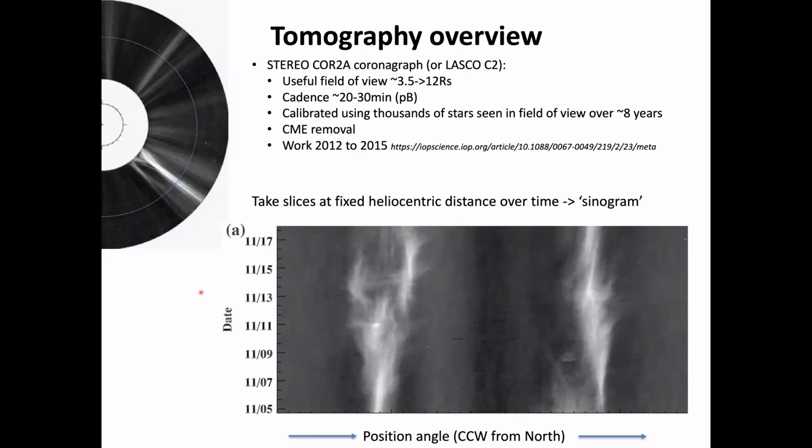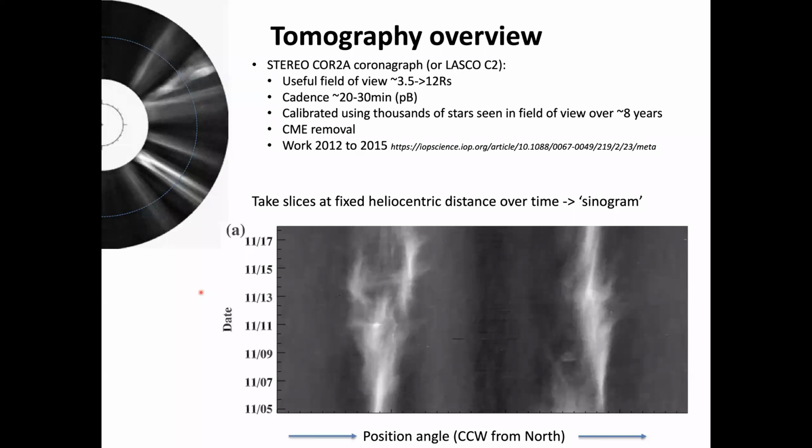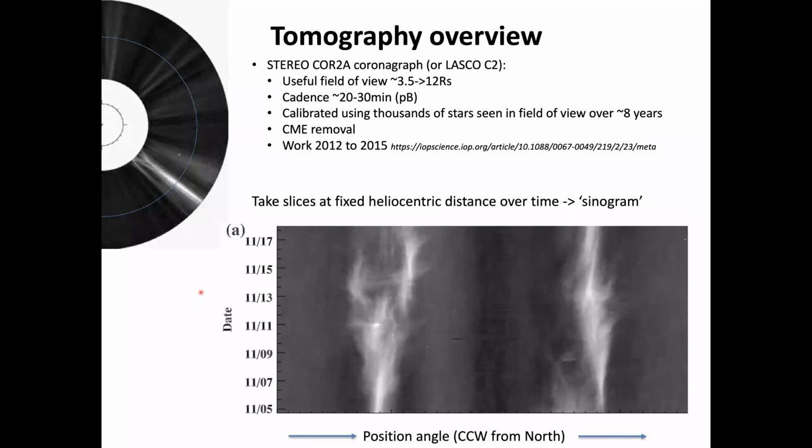So the method we developed a few years ago, I'm going to show data mainly from STEREO COR2A. We can equally apply it to other coronagraphs, including LASCO C2. The COR2A coronagraph has a useful field of view between 3.5 and 12 solar radii. It's collecting data every 20 minutes to half an hour.